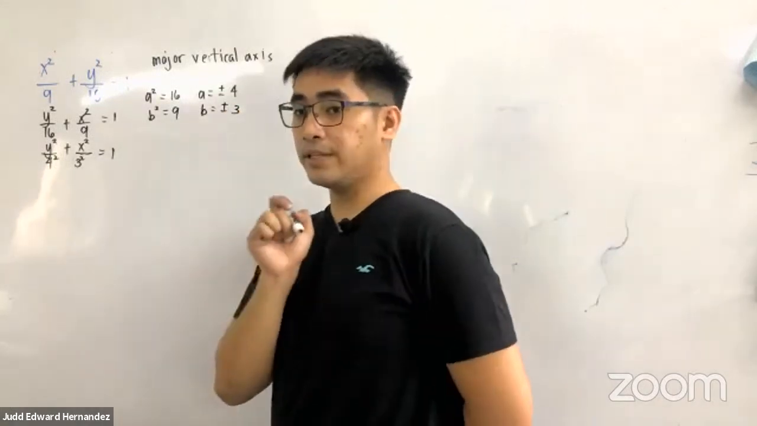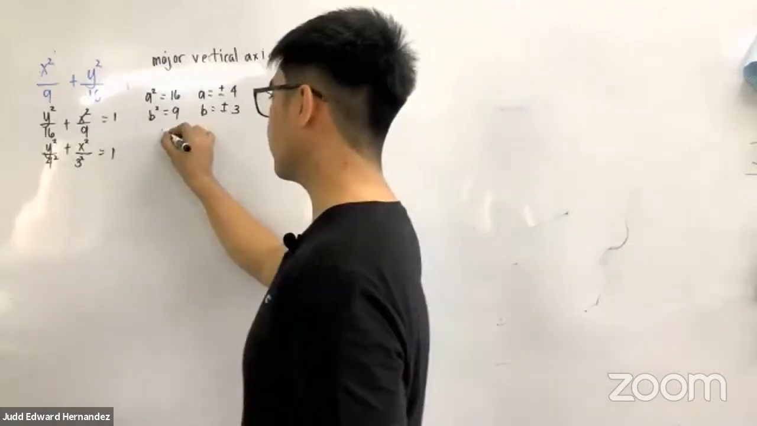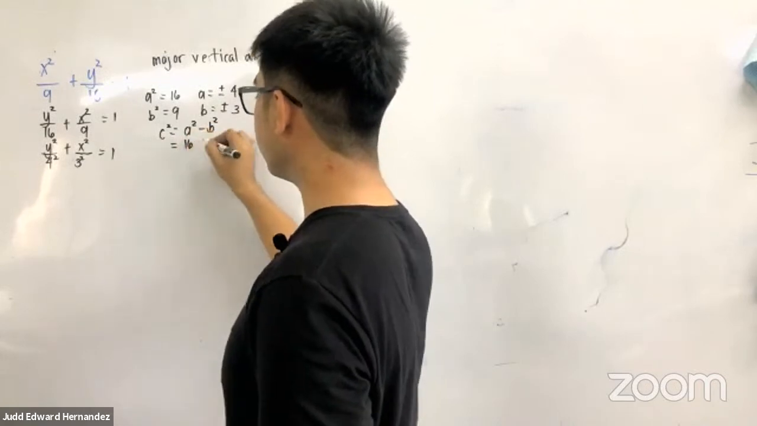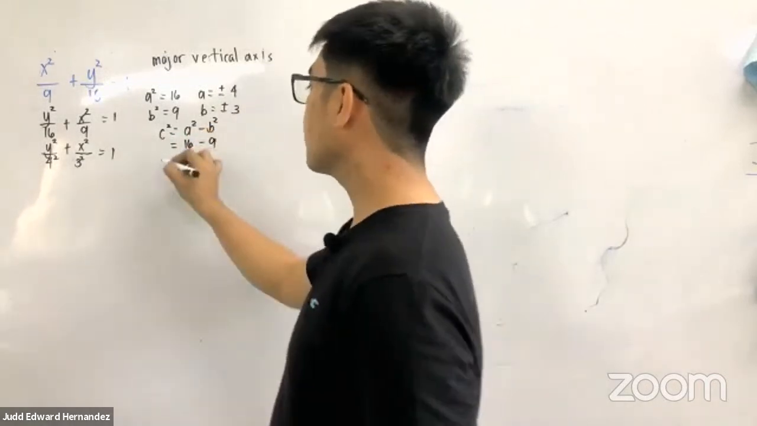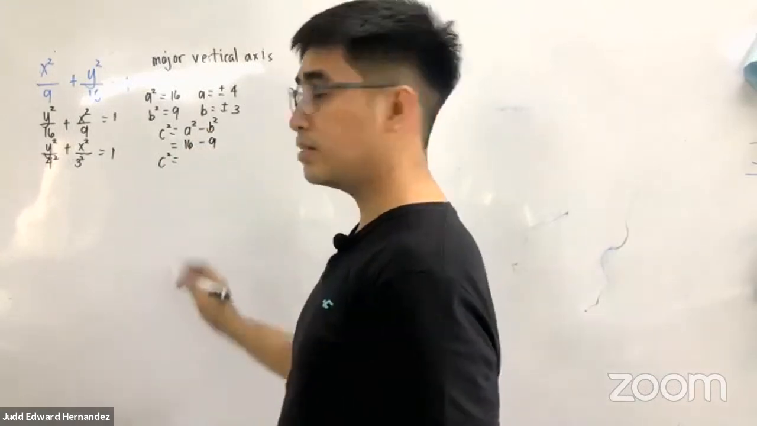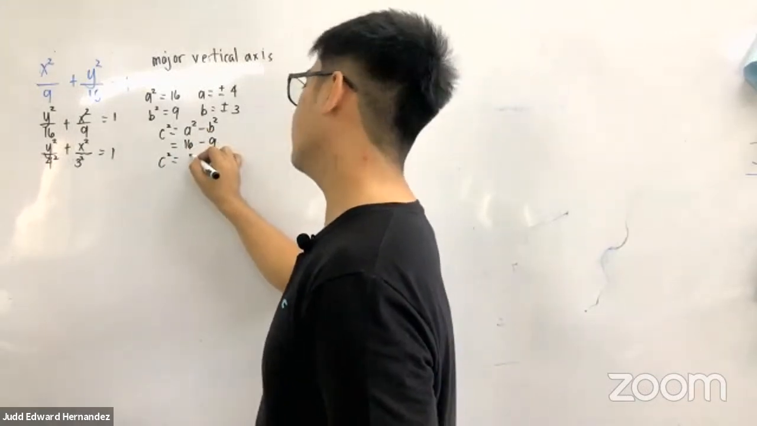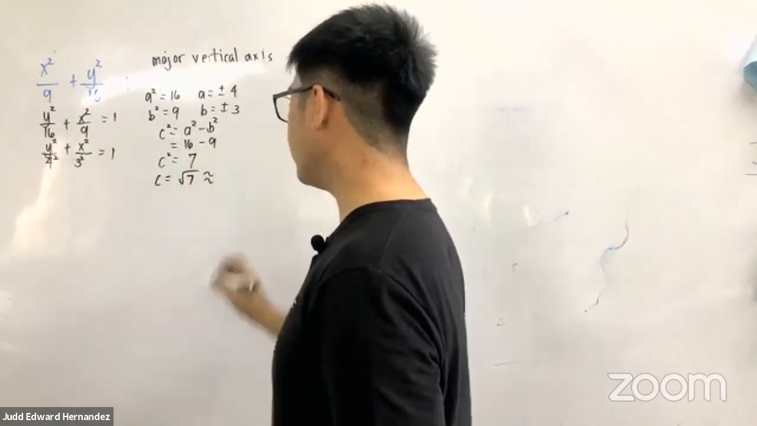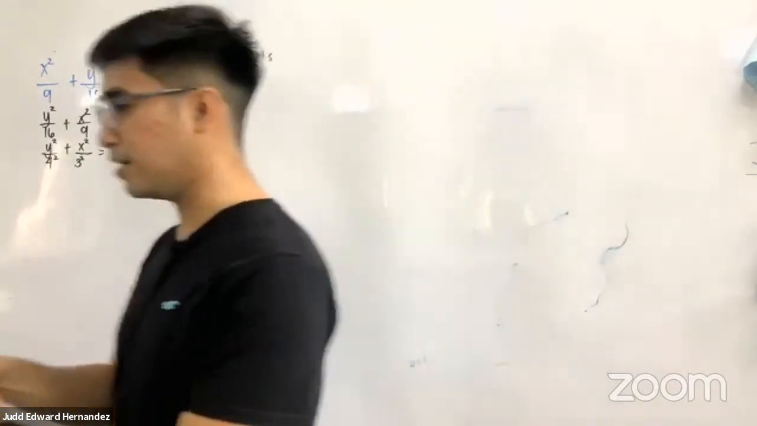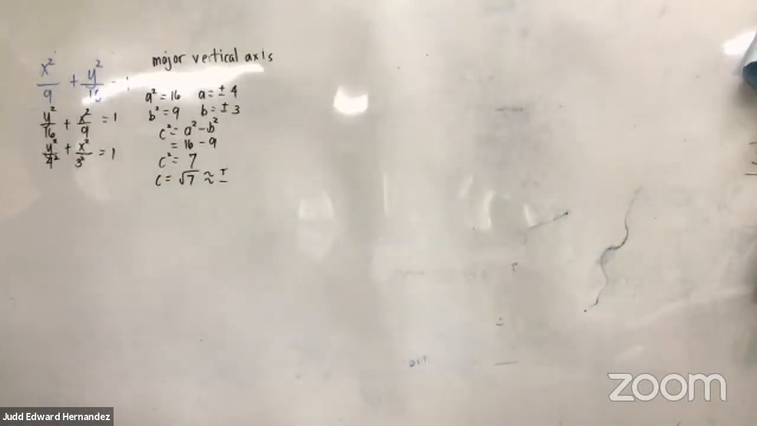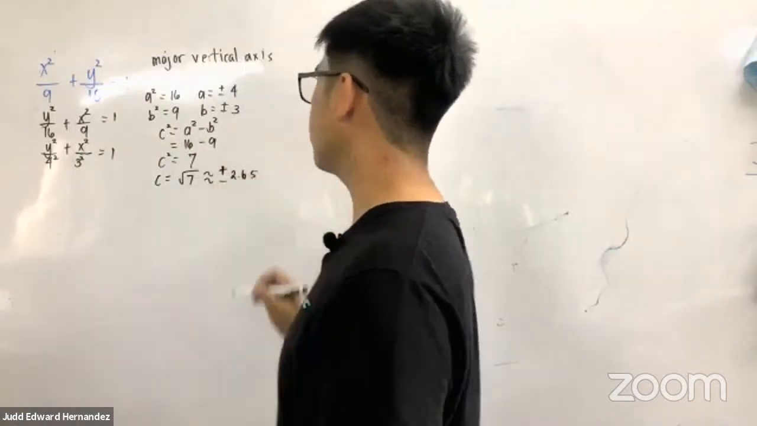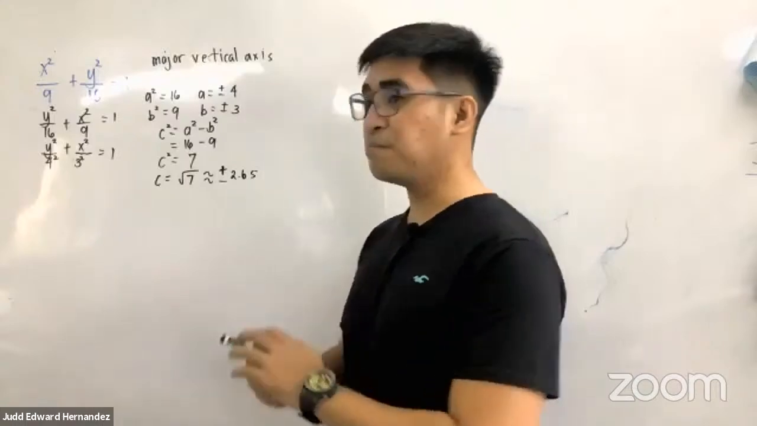Since we now have a squared and b squared, we're now ready to solve for c squared. And that c squared is just equal to a squared minus b squared. And that is 16 minus 9. Tama? And c squared now is, what is 16 minus 9? 7. And c is equal to the square root of 7. And approximately, that is plus minus, what is square root of 7? 2.65. Okay. So that becomes plus minus 2.65. We now have A, B, and C.